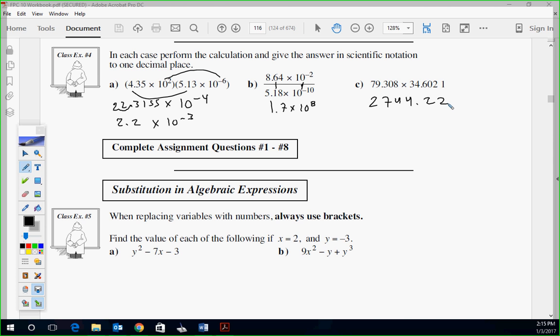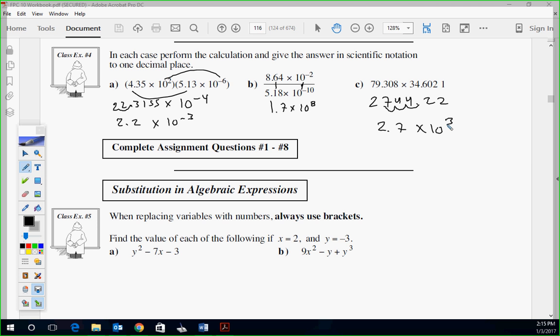2,744.22. I need to move this decimal, so we're going to round it. I need to move this over 1, 2, 3. 2.7 times 10 to the third. We're going to the nearest tenth, so we can hack off that other stuff. 2.74, the 4 means I round down, so I keep 2.7. Okay? Move along quickly, so this is good.